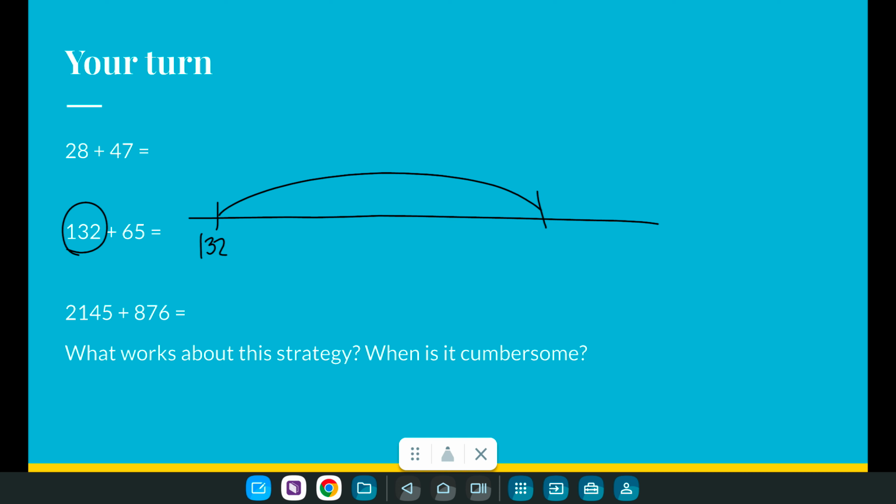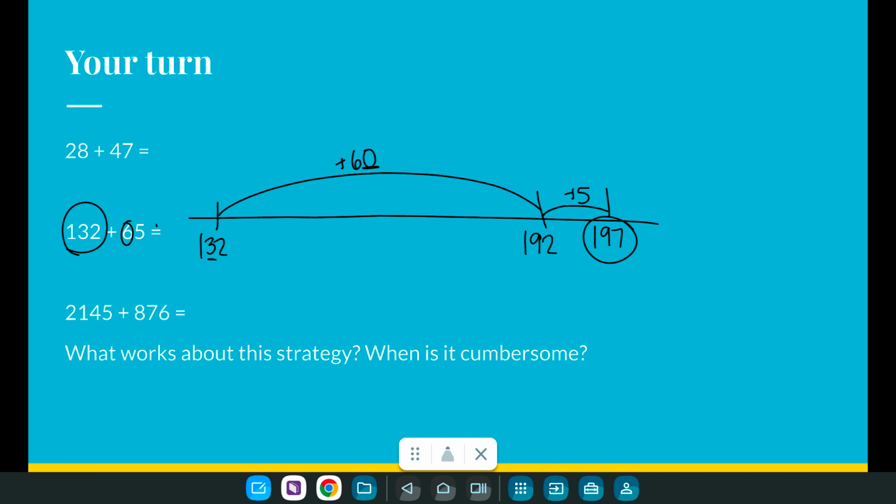Kids, as they're understanding this strategy, may add this 60 as bunches of tens or as some other decomposition of 60, 50 and 10, 40 and 20, something like that. Because it's not going to send us over carrying, it's an easy one for kids to understand. 132 plus 60 is going to get me 192. That ones place stays the same because I didn't add any ones to it yet. Now I've got to add 5, and I can just add 5 to 2. It's not going to take me past a 10. And so that's an easy one on the number line.